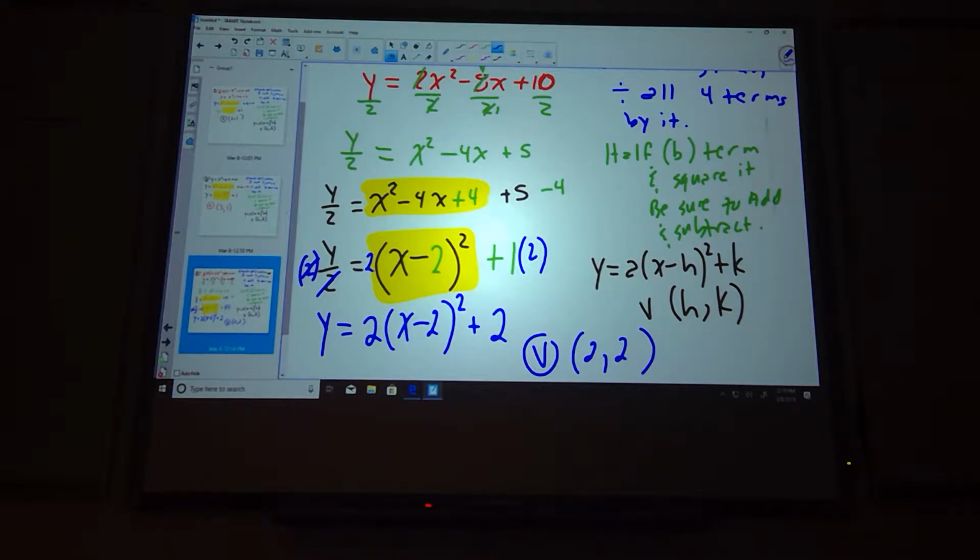Wait, I don't get what the pattern is. Like, what does this do? This is changing standard form, ax squared plus bx plus c, into vertex form. That's all it is. It's called completing the square, because you're making a perfect square trinomial, which is the square that we're talking about.